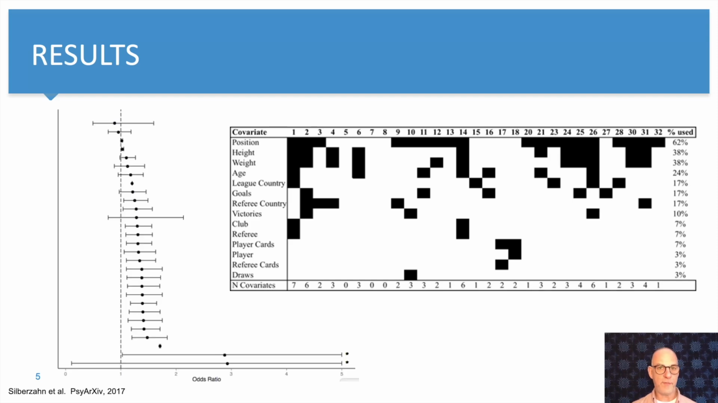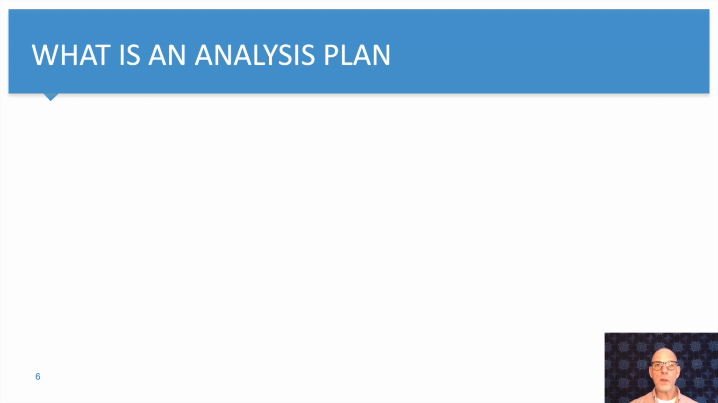Also, the final effect measure differed between the teams. Most of the teams reported an odds ratio larger than 1, which indicated that indeed referees were more likely to give a red card to a player with a dark toned skin compared to a player with a white toned skin. But the size of the odds ratio differed between the teams, and also the confidence interval differed markedly between the teams. Now, what does that have to do with an analysis plan?